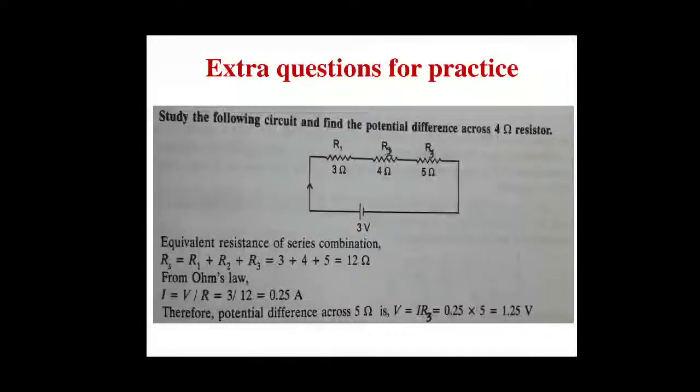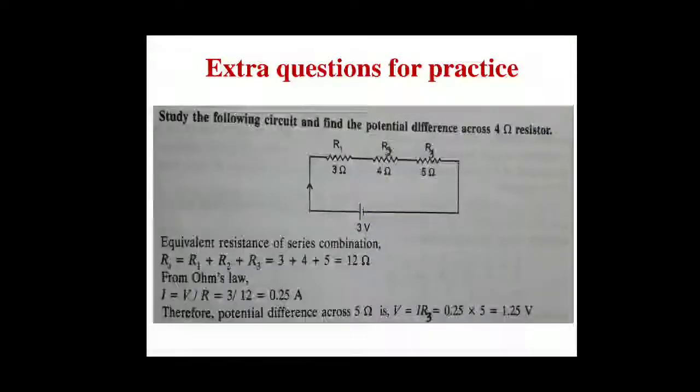First of all, the equivalent resistance of the series combination will be the sum of all the resistances: 3 plus 4 plus 5, which is equal to 12 ohm. From Ohm's law, I is equal to V by R. V is given, that is 3 volt, and R we have calculated, that is 12 ohm. So the total current passing through the circuit is 0.25 ampere.